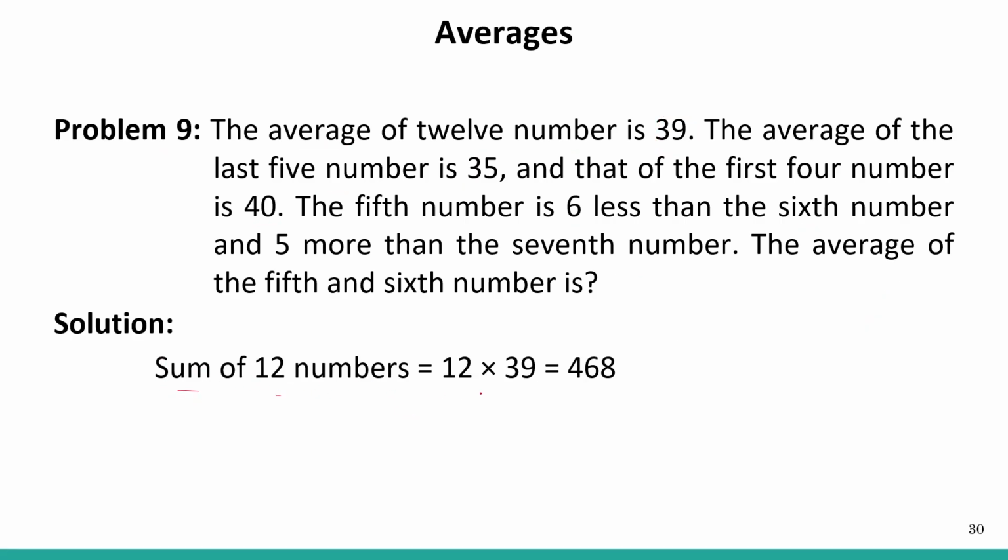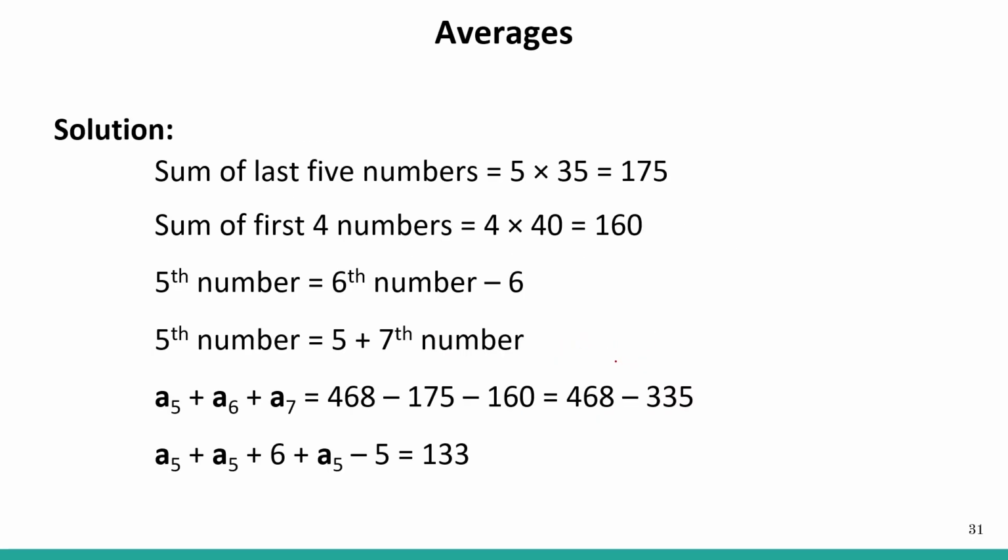The sum of 12 numbers is 12 into 39, so their cumulative sum will be 468. The sum of the last 5 numbers is 5 into 35, because their average is 35, so it will be 175. The sum of the first 4 numbers will be 40 into 4, because their average was 40, so it will be 160.